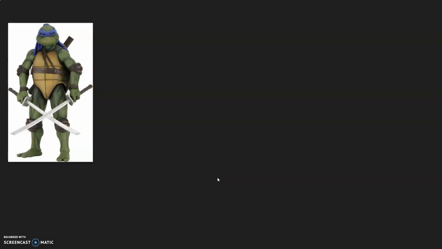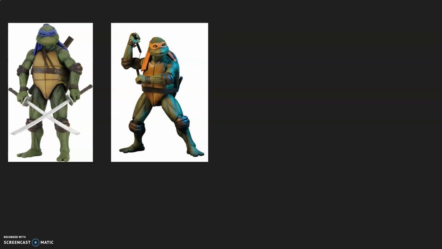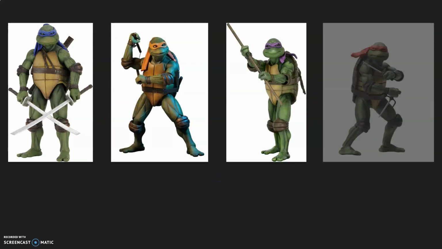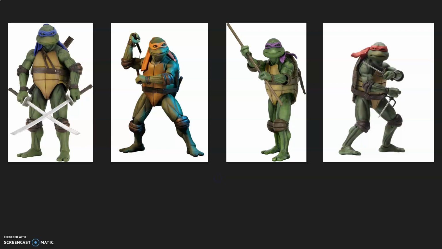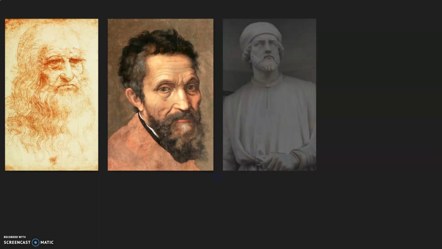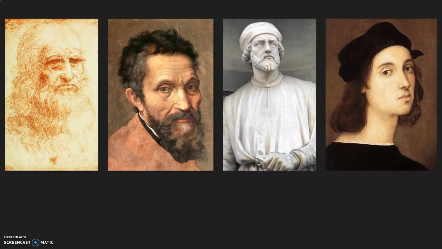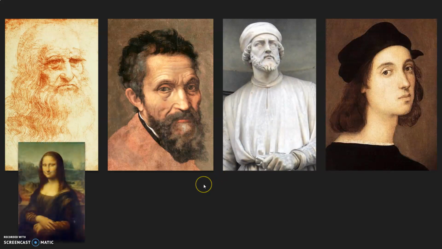In this unit, you're going to be learning about some famous figures, like Leonardo, Michelangelo, Donatello, and Raphael. Not those four. These four. Let's try that again. Leonardo, Michelangelo, Donatello, and Raphael. You probably know Leonardo for painting the Mona Lisa. He did a lot more than that. You'll have a chance to research him and see what else he did.